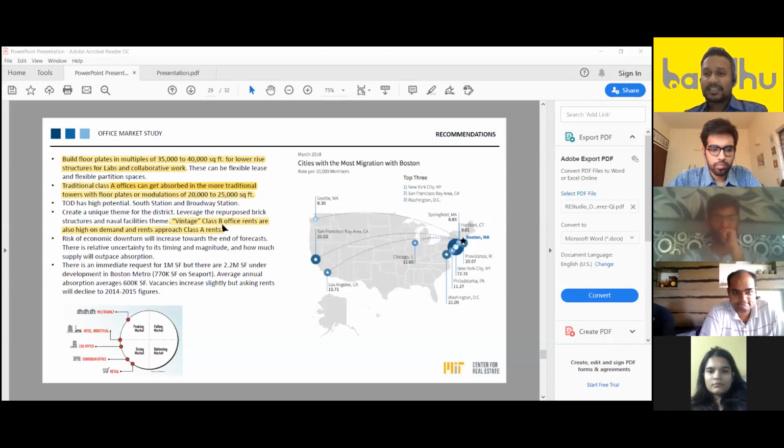Also, vintage Class Bs are again a very hot thing in this area. And because rents are lower, a lot of startups might want to take it up. So that's what helps you get a product mix. What's called a product mix is what land use, what type.